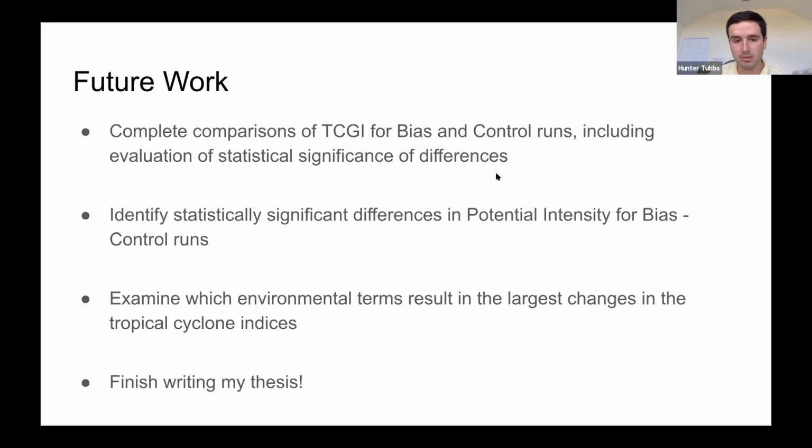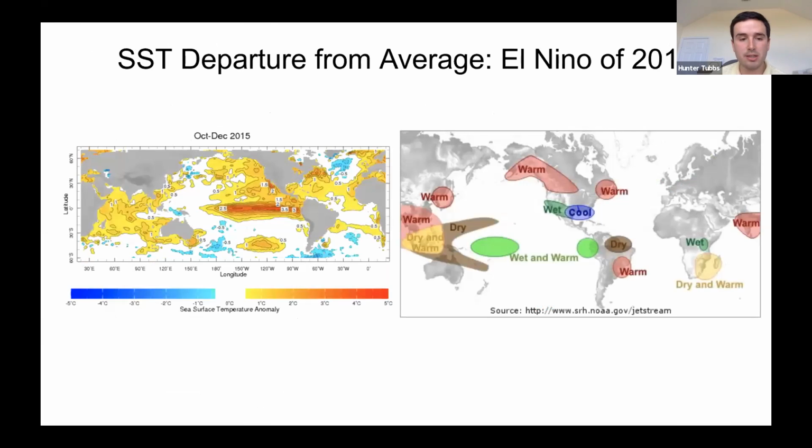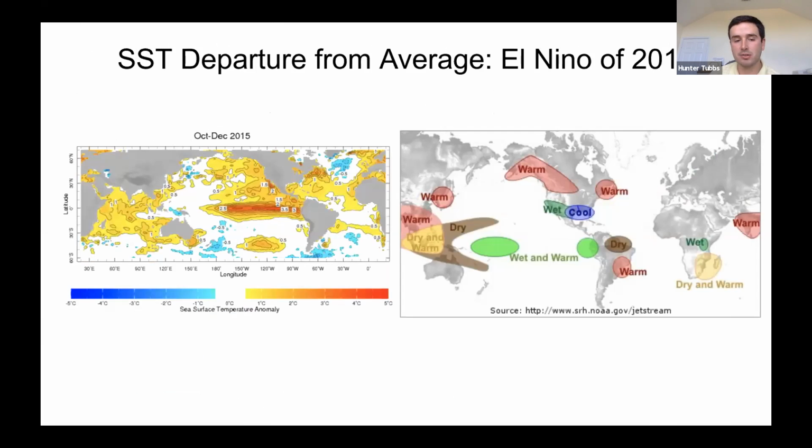For example, on the top right panel, that would be the multi-model mean SST bias. And if you compare that plot to the El Nino year of 2015, you can see that the areas of warmer than average sea surface temperature, the positive SST anomalies, they're essentially in the same general area, and the order of magnitude is also pretty similar. So it's not so much that they're producing a fake El Nino per se, but the SST biases themselves kind of look similar to an actual El Nino event.